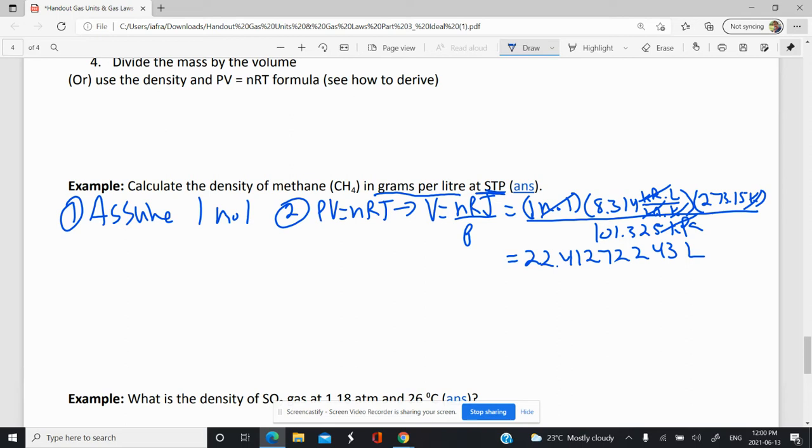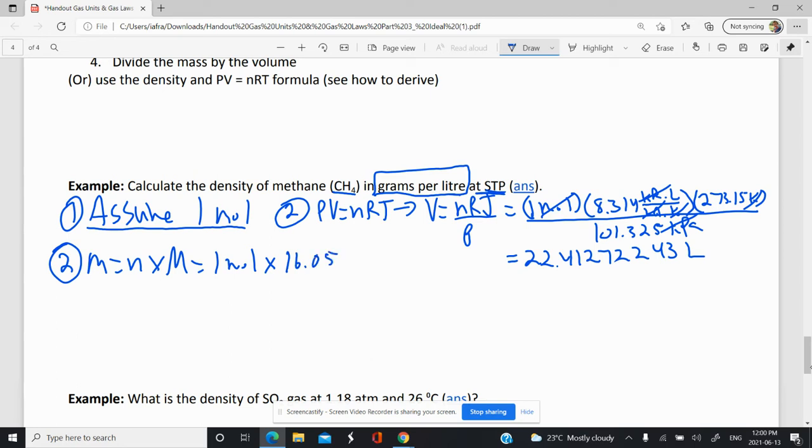And we need to find the density. Now, remember, for density, we need the mass and the volume. We want to find our density in grams per liter. So we have our volume, we just need the grams now. Remember, we assumed 1 mole of CH4. So to find the mass, we do our moles times our molar mass, which is 1 mole times the molar mass of CH4, which is 12.01 plus 4.04, 16.05 grams per mole. Cross out moles, and you get 16.05 grams. So we have our mass, we have our volume.